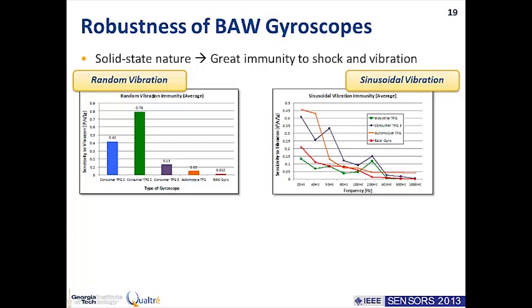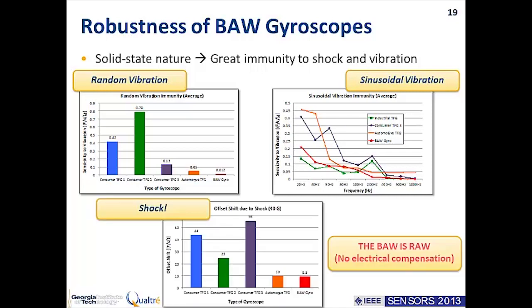And again, in terms of shock immunity, it outperforms all the consumer grade gyros, and is at par with an automotive part. But something to highlight here is that all these measurements were done without any electronic compensation on the mechanical structure. So these metrics can be brought down even further if you use, for example, methods of averaging to get rid of these additional sources of error.